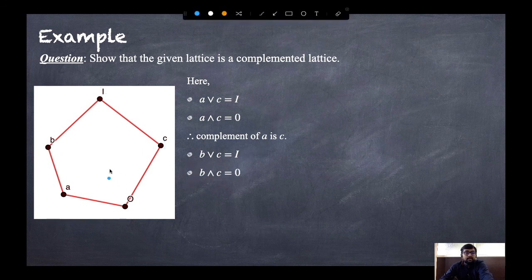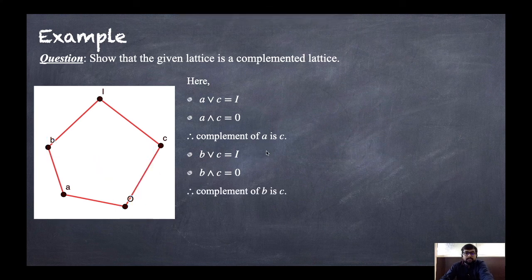Now in the same way, the greatest lower bound of B and C. This is B and this is C. The greatest lower bound of B and C will be 0. Because for the greatest lower bound, there has to be a relation from the lower points to the given points. So we can go from 0 to C and from 0 to B in the upward direction. So therefore the complement of B is C.